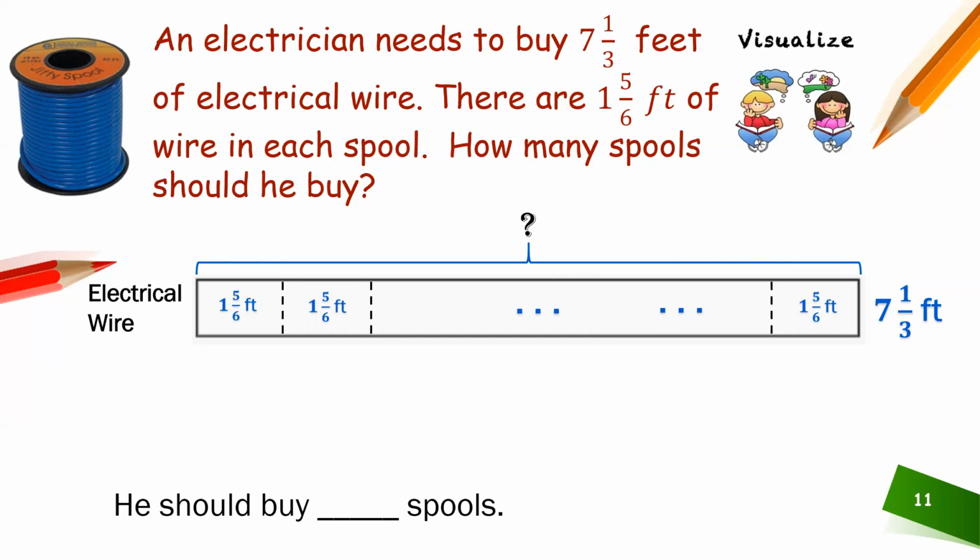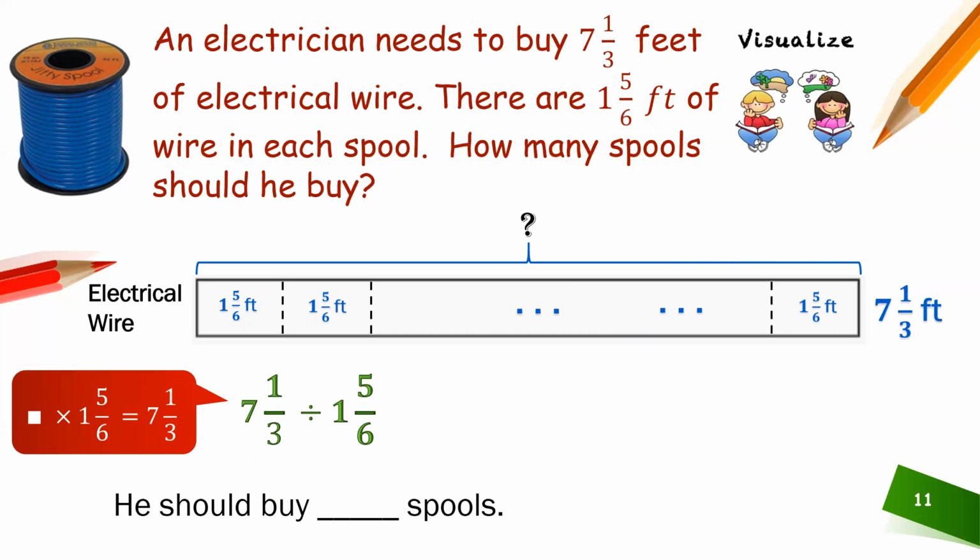That is a model of a division problem. Therefore, we would think 7 1/3 divided by 1 5/6, right? Now, if you think about a definition, you would say how many groups of 1 5/6 is 7 1/3, which is what the question is asking, right? How many spools do you need? Well, let's think of these as fractions. So 7 is 21/3 because each whole has 3 parts. 7 wholes has 21 parts, plus 1 more third, that is 22/3.